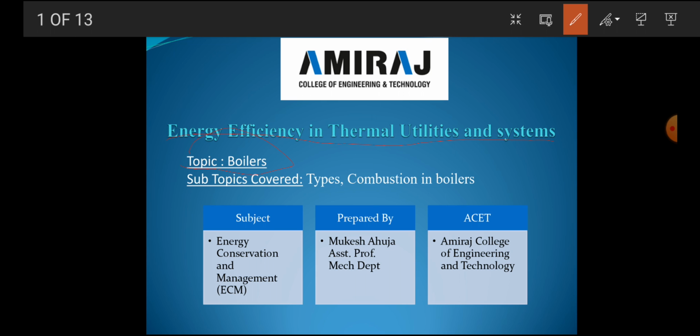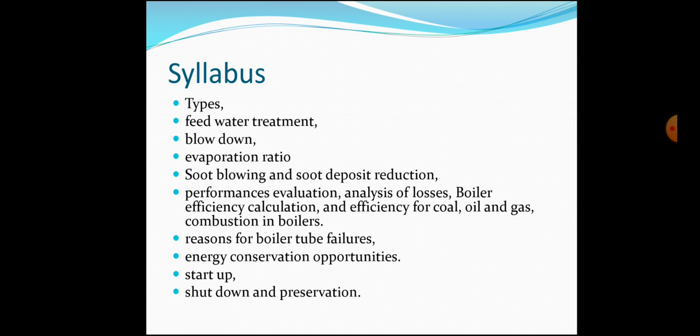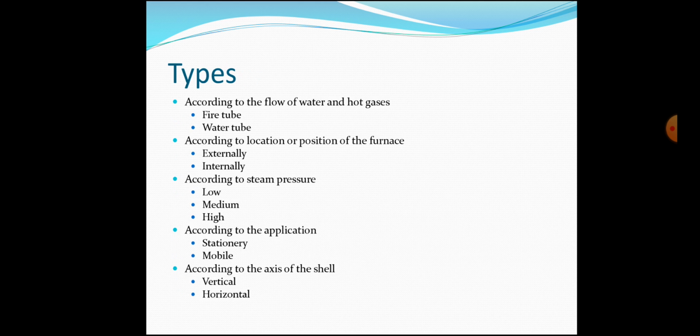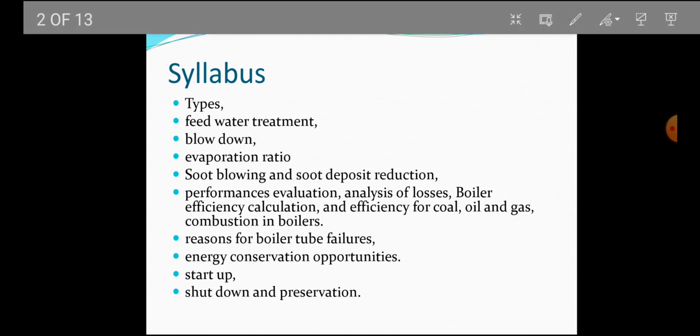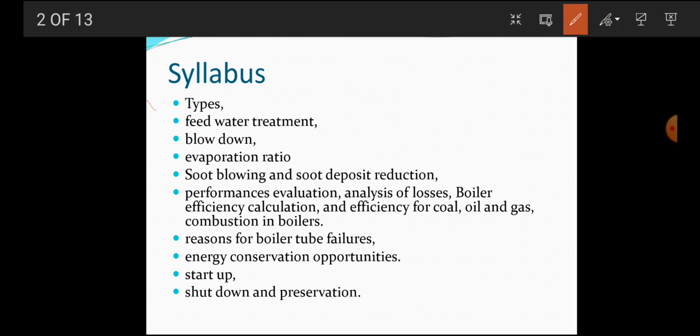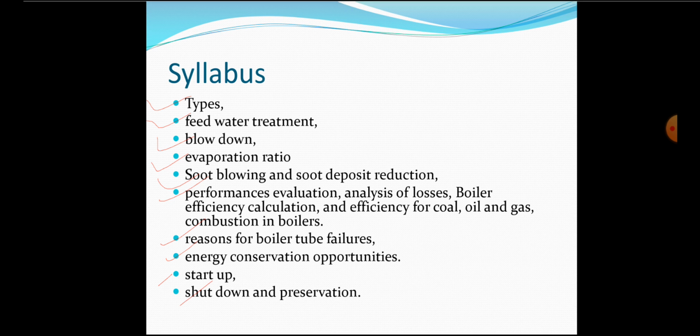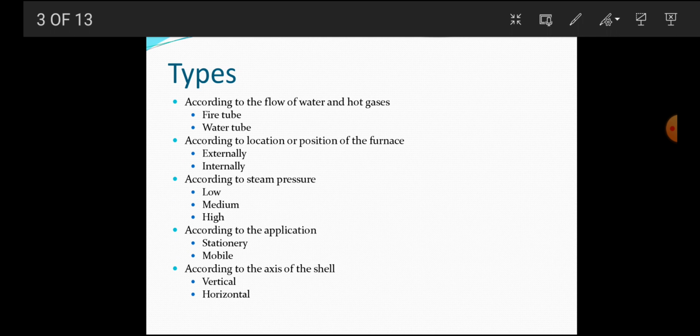So in boilers, our topic is types of boiler. These are the topics which we are going to cover in boiler, that is types, feed water treatment, blowdown, evaporation ratio, soot blowing, performance evaluation, reasons for boiler tube failures, ECM, startup and shutdown. So let's start with types of boiler.